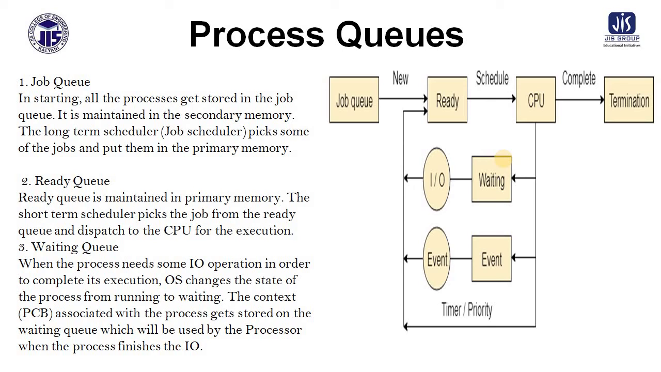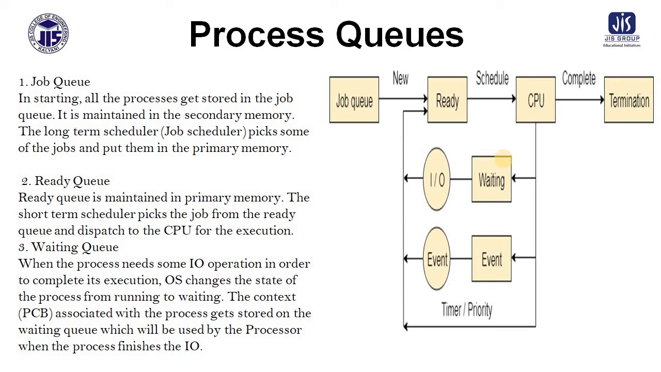So next is the process queue. What are the process queues? Whenever a process is submitted into the system, it must first be submitted to the job queue. From the job queue, it will come to the ready queue. After the ready queue, whenever the CPU scheduler fetches a process from the ready queue to run, it is in the running state. Next is the waiting queue. So these three types of queue are mainly used in the process life cycle states.